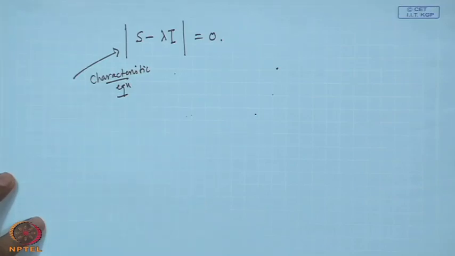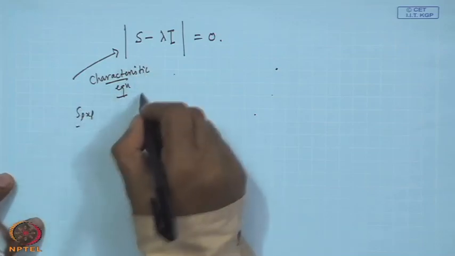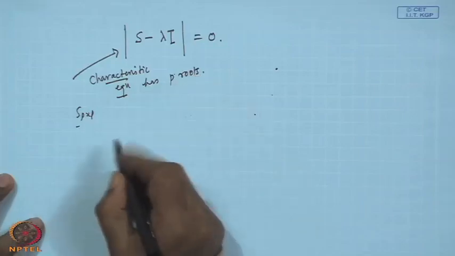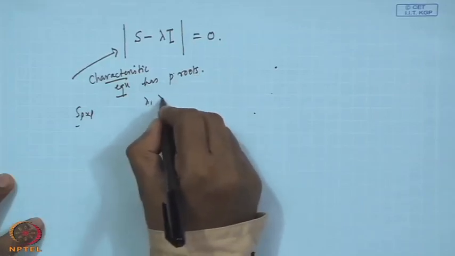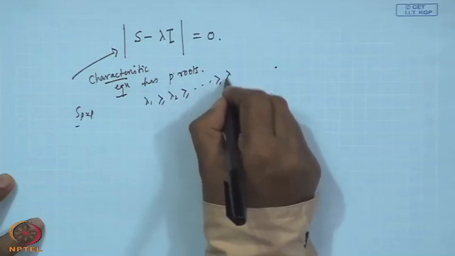Getting me? So, if S is P cross P, then this equation has P roots. That means you will get lambda 1 greater than or equal to lambda 2, and so on, down to lambda P.